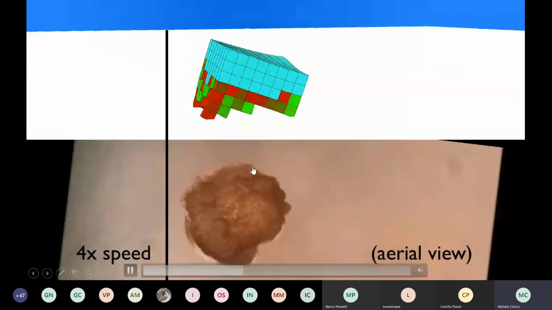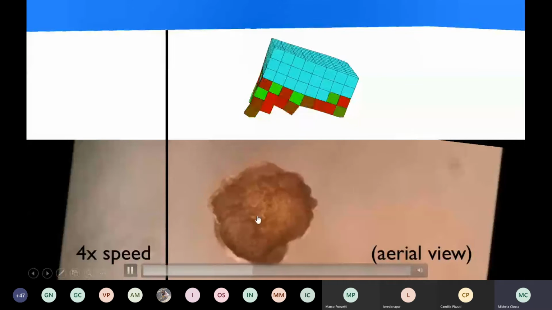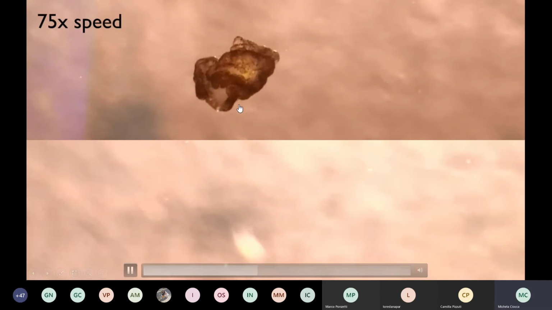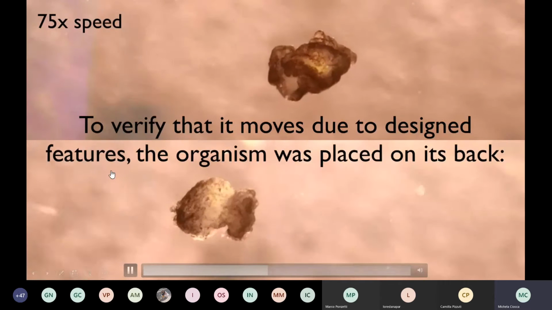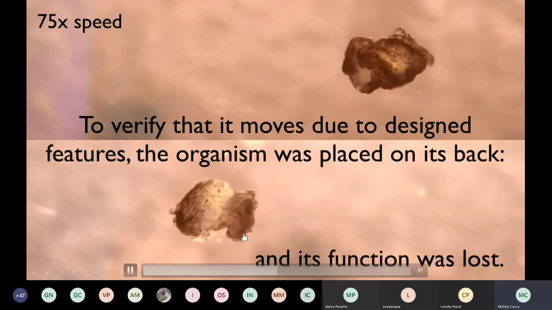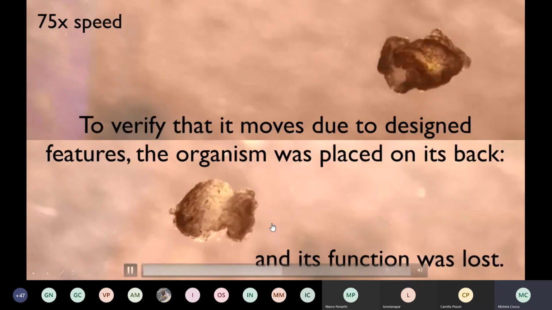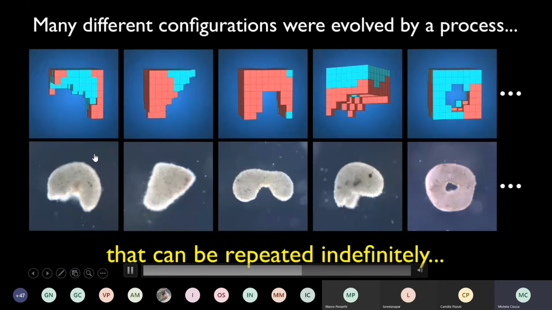And here you can see a short video in which we can see that the in vivo organism can move like the in silico design. So here is an aerial view. And this is the other experiment that Loredana said before. So to verify that it moves due to design features, the organism was placed on its back, as you can see in the bottom part, and its function was lost. So it cannot move when it's placed on its back. Okay, they can try many different configurations, and this process could be repeated indefinitely. So we can have many shapes and different combinations, as you can see here.